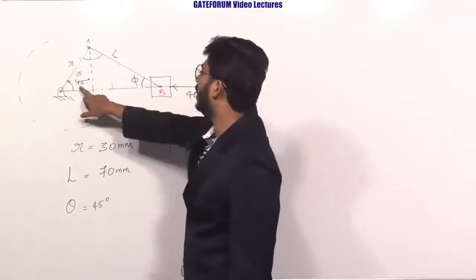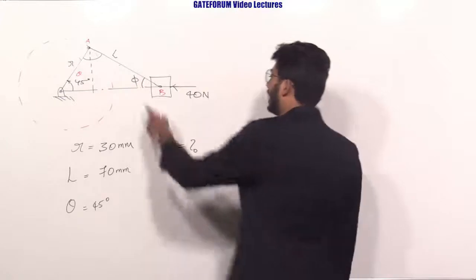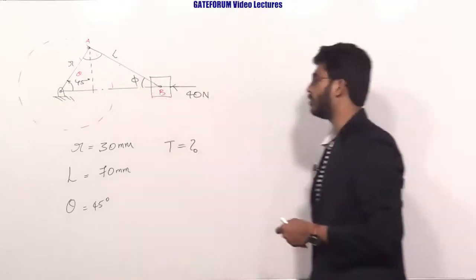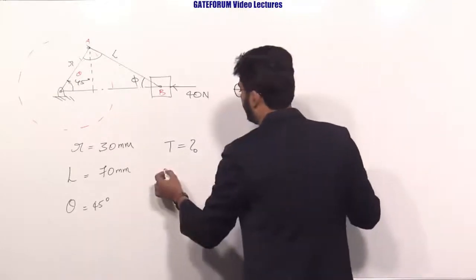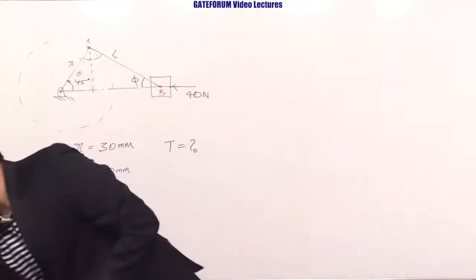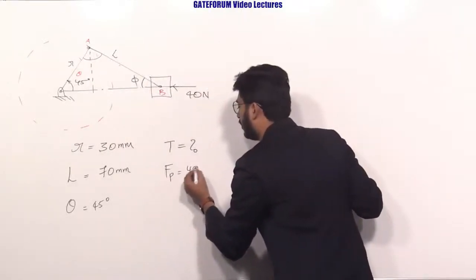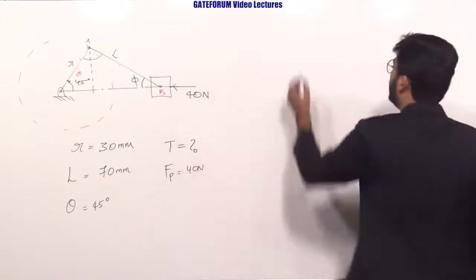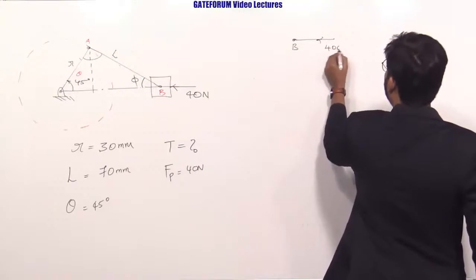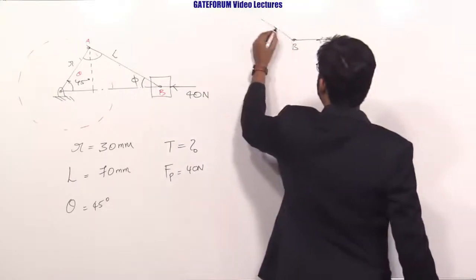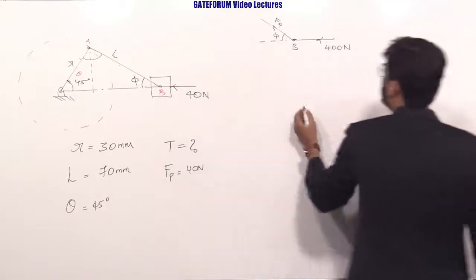Now here this is some angle theta, the crank angle, and phi is the angle made by the connecting rod with the line of stroke. Here is the force of 40 Newton exerted on the slider, which is basically the piston effort. FP is equal to 40 Newton. Now on the point B you have a force of 40 Newton, and this is the thrust on the connecting rod, that is FQ. This is angle phi.